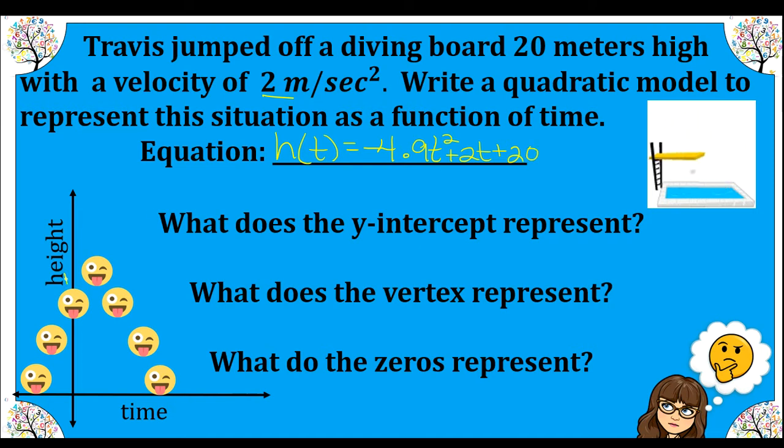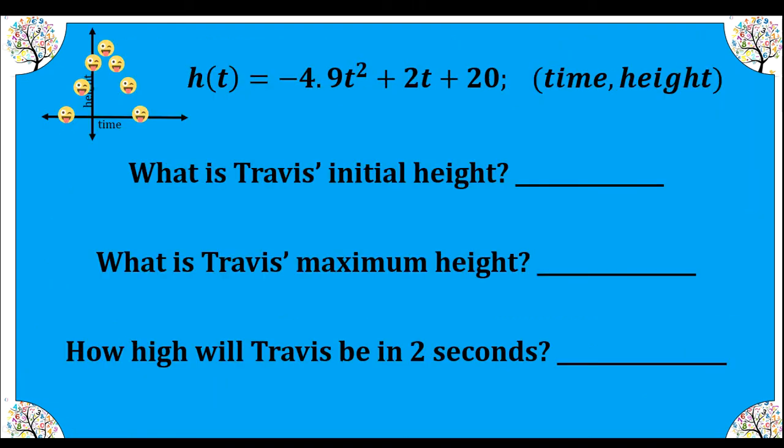So our y-intercept is going to represent the height in which Travis started before he jumped. He did jump up because we do have a velocity. So then we have our maximum height. So our vertex will represent the maximum height and how many seconds it takes to reach that height. And then our positive 0 tells us how many seconds it takes for Travis to hit the water. The initial height is 20 meters.